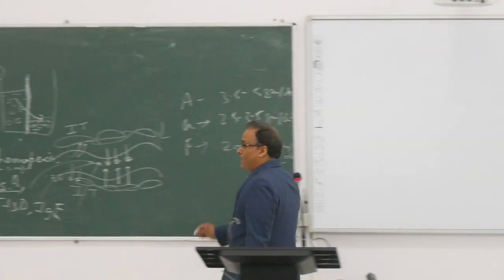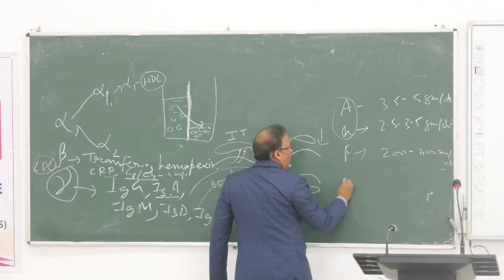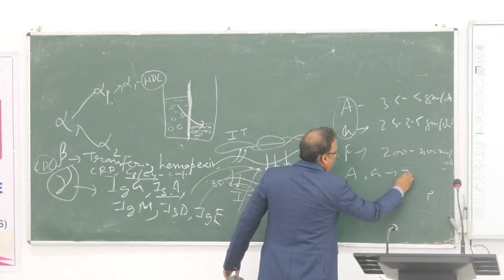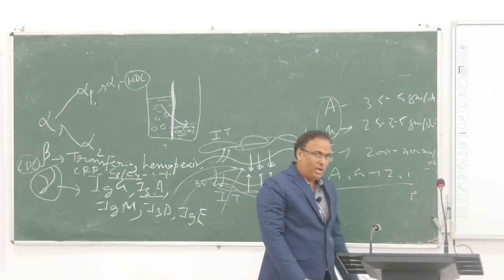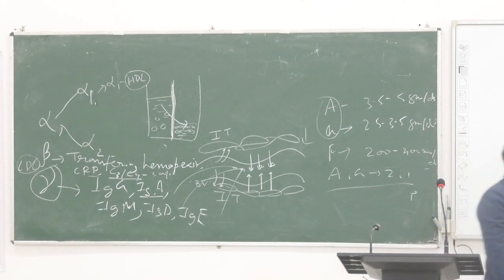And the AG ratio is another important point. The A to G ratio is 2:1. That is also altered during chronic liver disease or any types of acute viral hepatitis, primary biliary cirrhosis, etc. Lots of diseases are there.